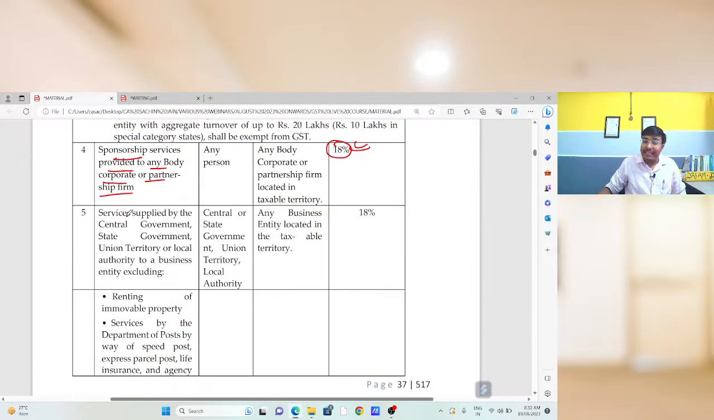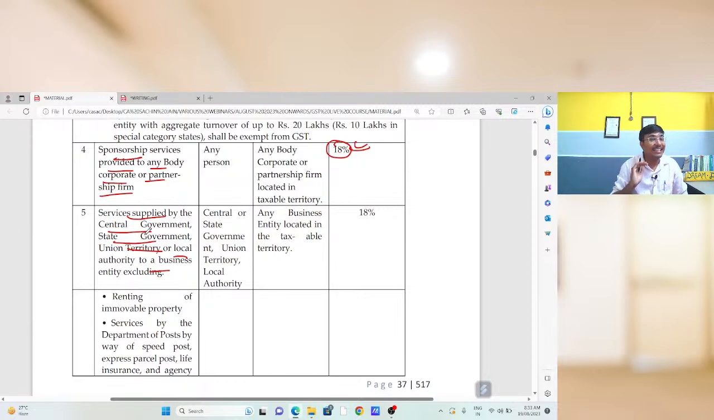Now, for any services supplied by the central government, state government, union territory or local authority, the business entity that receives those services will be liable to make the payment of taxes under reverse charge mechanism. You need to memorize this concept: the government is not liable to make payment of any type of taxes. In that case, the government shifts the liability to the recipient. Hence, for all supplies of services by the central government, state government, union territory or local authority, the recipient is liable to make the payment of taxes.